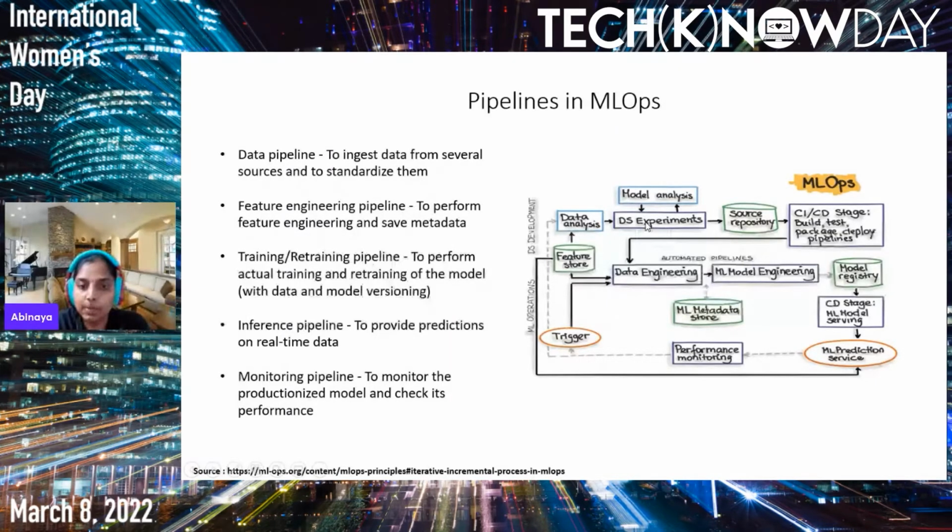Once all that experimentation is done in the development phase, you analyze the model, and you also version all the code, data and model in the model registry and source repository. Once the final model is picked up, you package it and deploy it through a model serving service, which is your inference pipeline. The basic idea of the inference pipeline is to provide predictions on real-time data. There will also be a performance monitoring pipeline, which will keep monitoring the prediction model. And if the performance comes down, there will be a trigger to start the retraining.